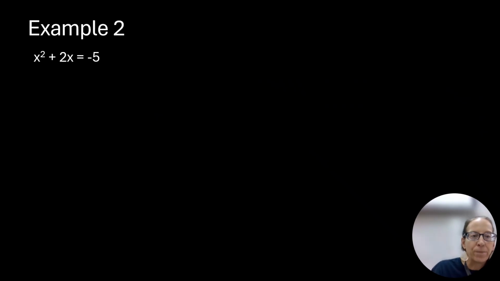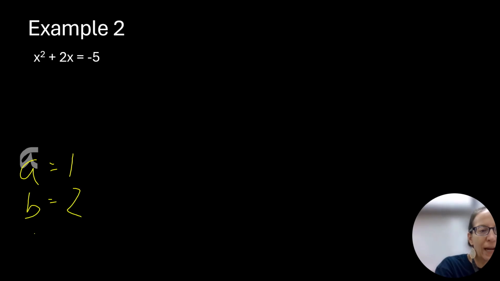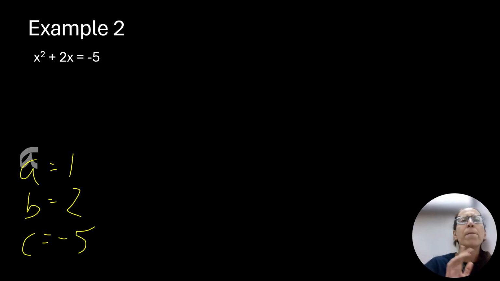All right, next one. This one is not in standard form. This one's got the -5 on the other side. A common mistake students will make is they will say A equals 1, B equals 2, and C equals -5. They will just be like, oh, it's equal to -5. But remember, it has to be in standard form: ax squared plus bx plus c equals 0, not equals -5.